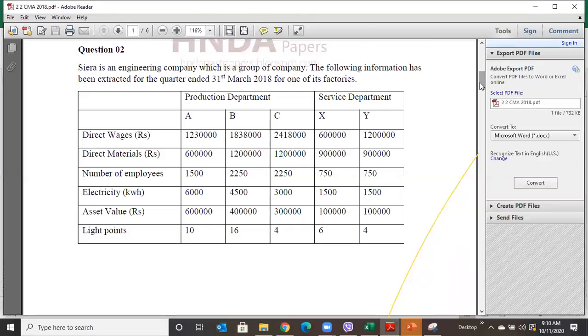Okay, I forgot one thing here. When you are answering this question, sometimes we can expect a question like definition for the cost center, definition for the production cost center, definition for the service cost centers, specialty of the service cost centers, as like that.